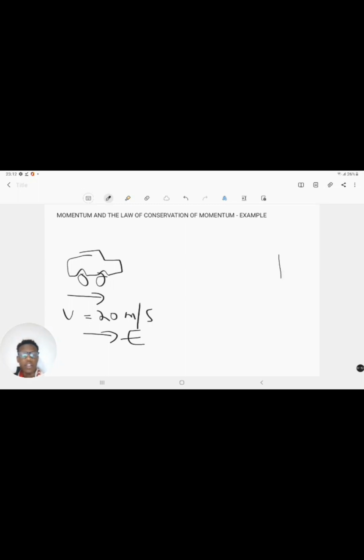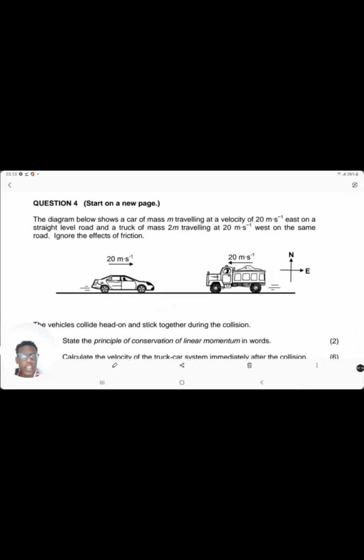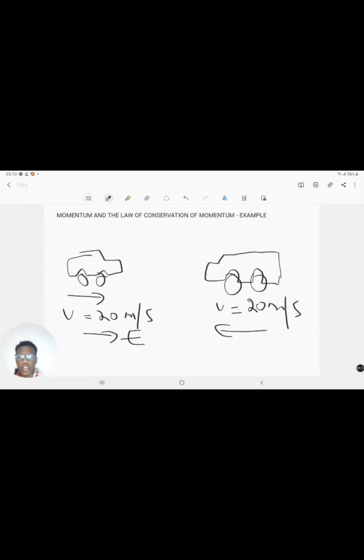Okay, and then we've got another vehicle moving from the east towards the west. It's moving towards the west at that same speed, with a velocity of 20 meters per second. That's that truck there. The mass of the car is m, and the mass of the truck is 2m. And they told us to ignore the effects of friction.